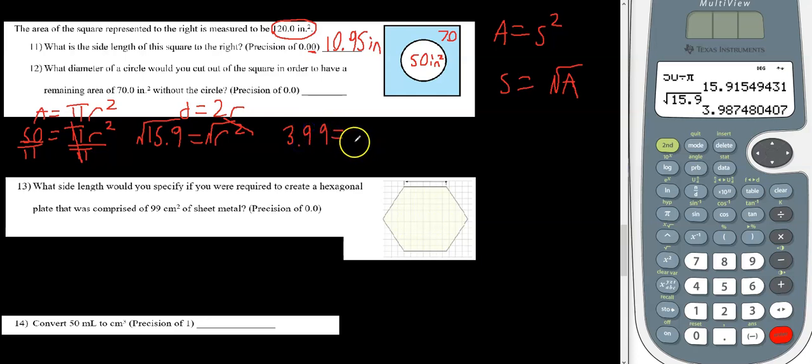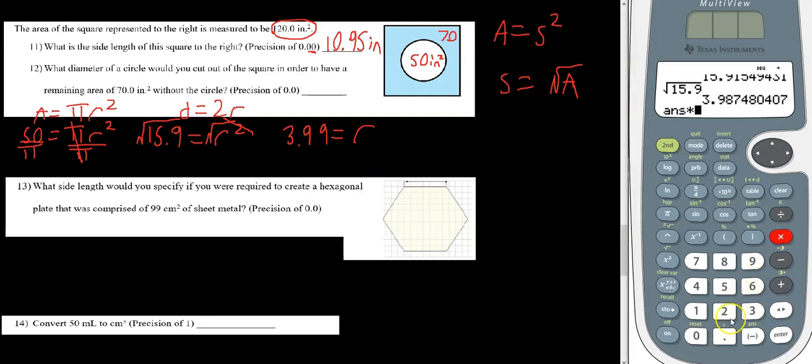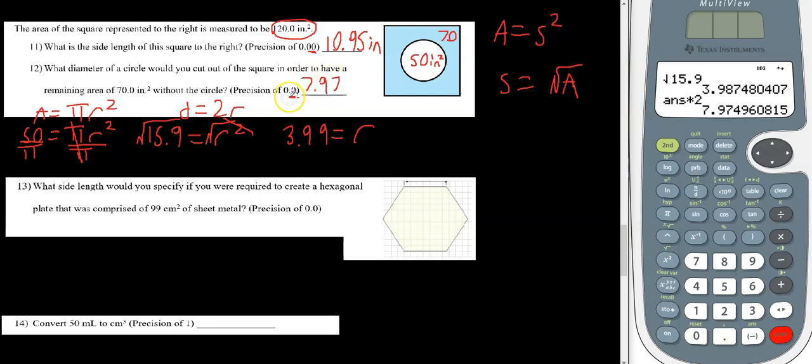3.99 equals my radius. And so therefore, what is my diameter? If I multiply this by 2, what do I get? I get 7.97. So my diameter is 7.97, but it says round to the first decimal. That's what this says here.